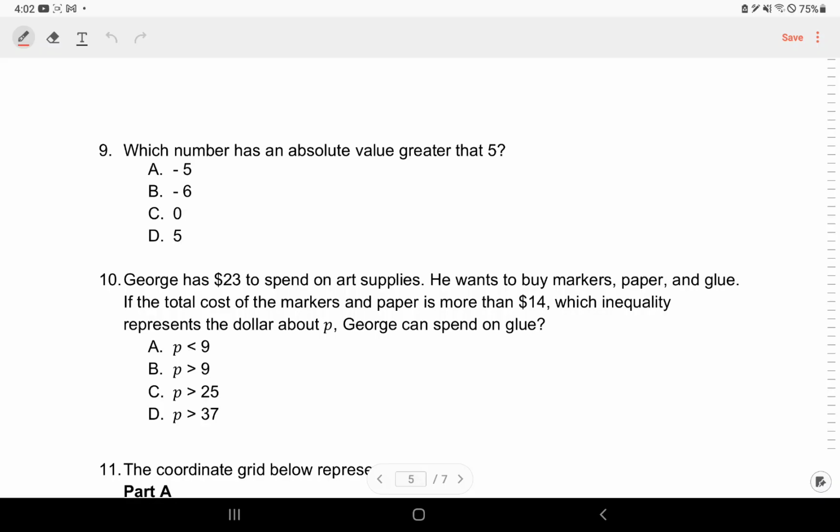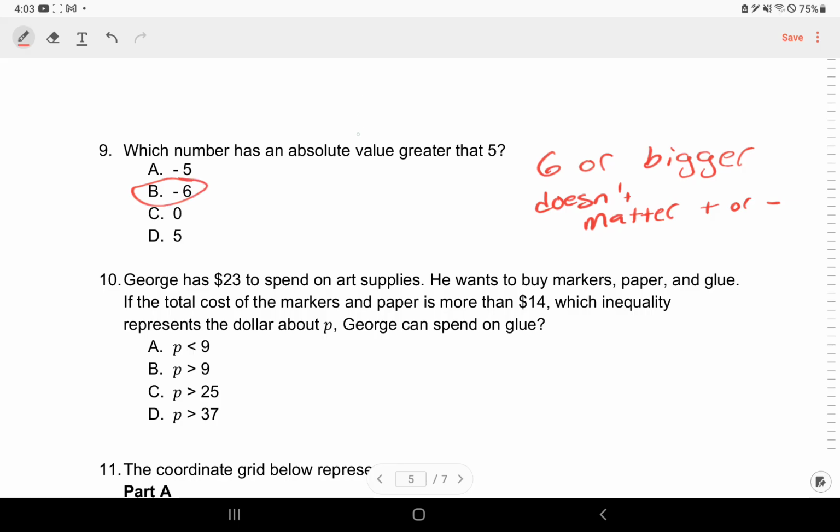Okay. Which number has an absolute value greater than 5? Well, we're looking for anything 6 or bigger, and it doesn't matter positive or negative. Well, there's a 6.